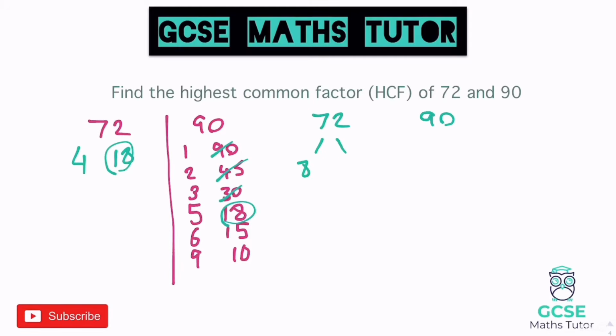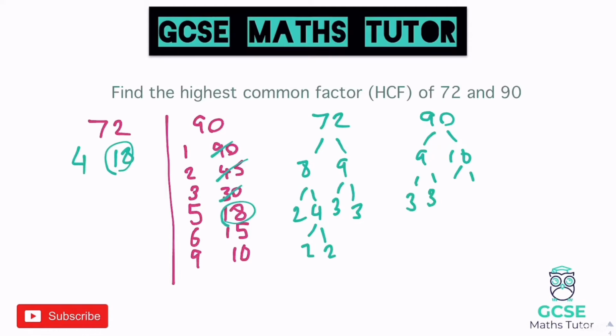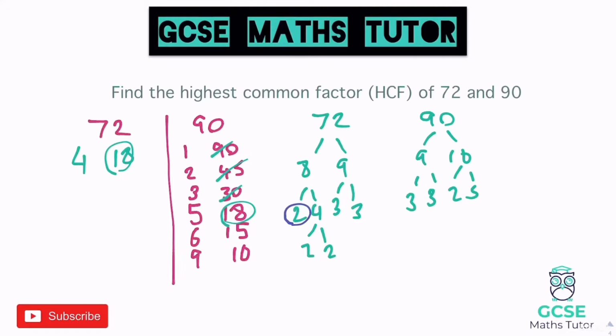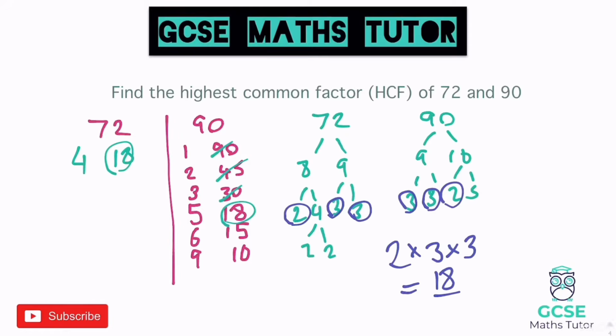Do their prime factors, so 8 and 9, 3 and 3, 2 and 4, 2 and 2. 90 is 9 and 10. And then we have 3, 3, 2 and 5. And we can have a look at what's in both. So they both have a 2. They both have a 3, so times 3. They both have another 3, and that's all that they share. 2 times 3 is 6, times 3 again is 18. So we can get our highest common factor using our prime factor method as well.